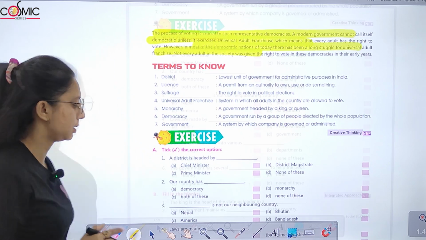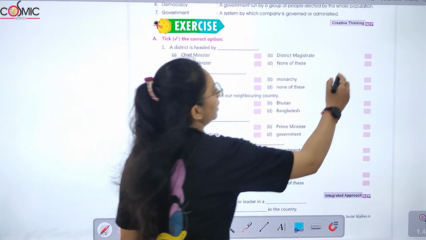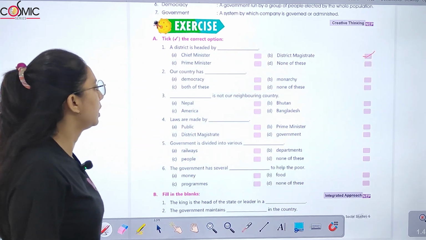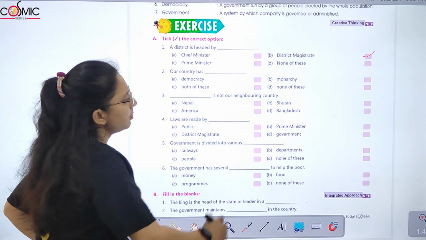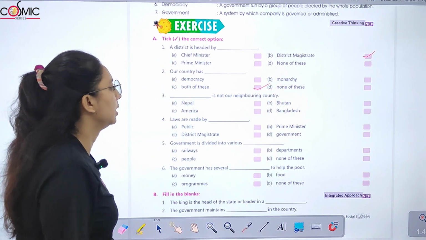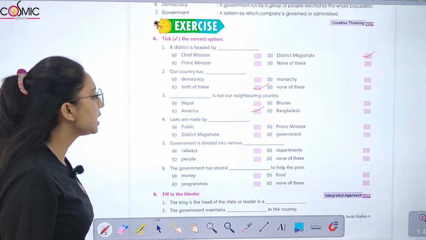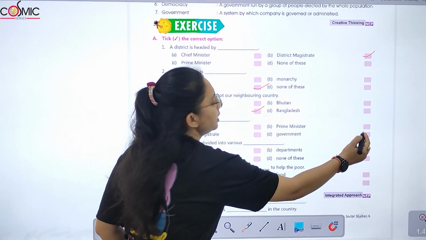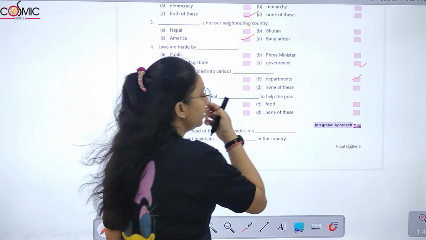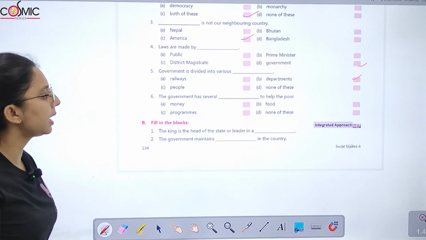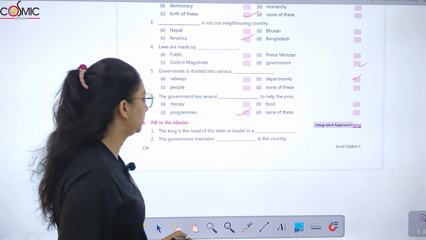Now move to the exercise. First is pick the correct option. District is headed by district magistrate. Our country has a democracy. Dash is not the neighboring country, that is America. Laws are made by government. Who makes laws? Government makes them. Government is divided into various departments. The government has several programs to help the poor.